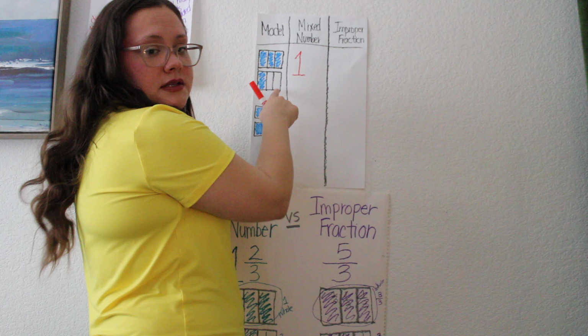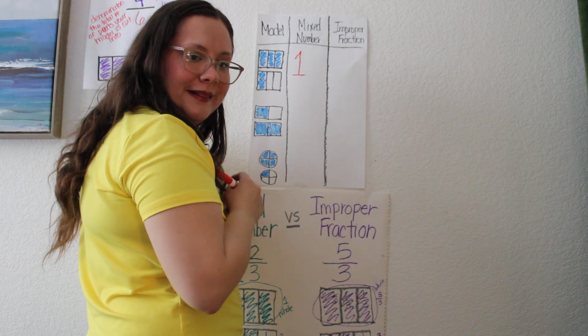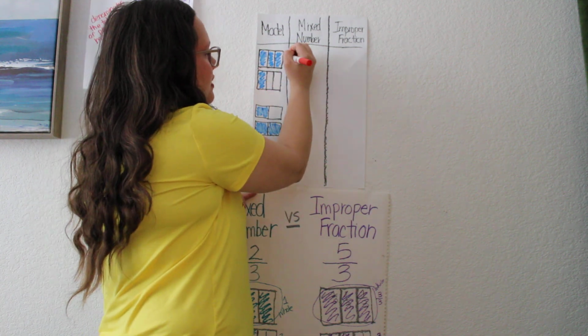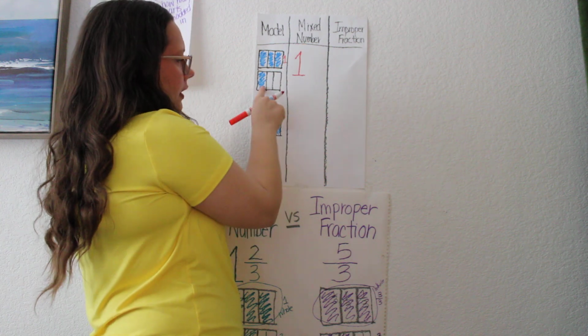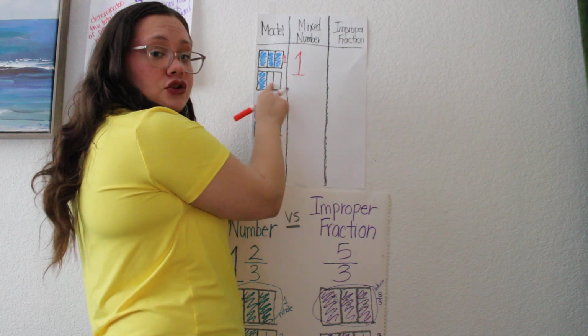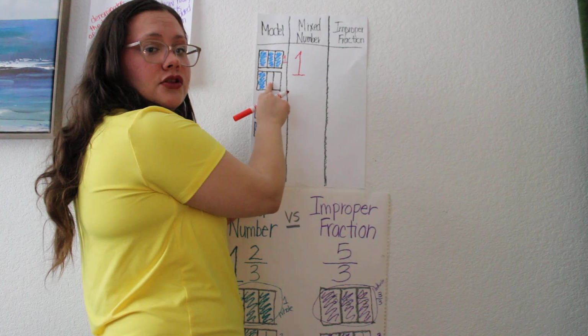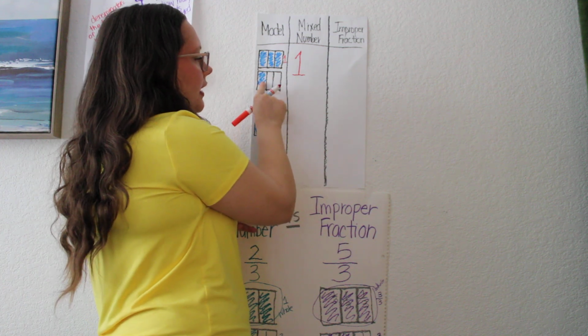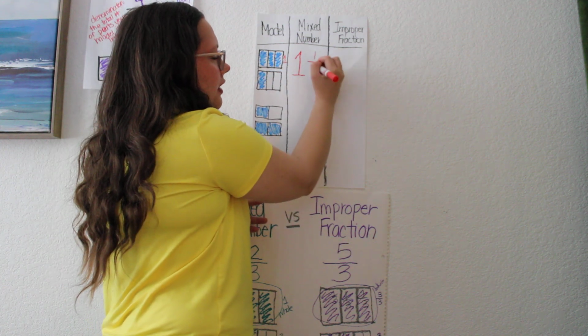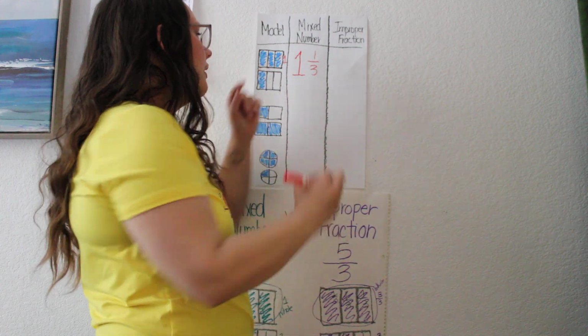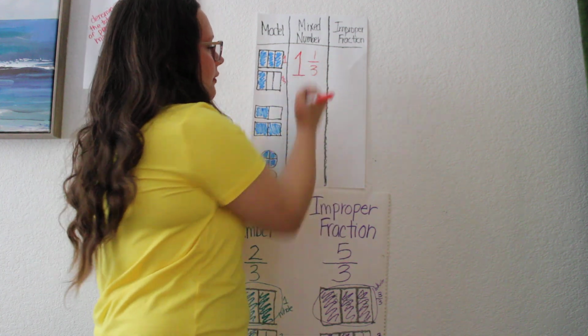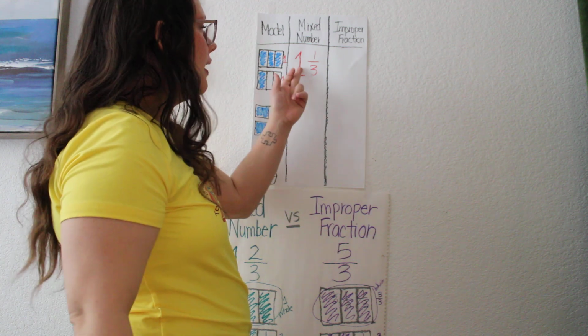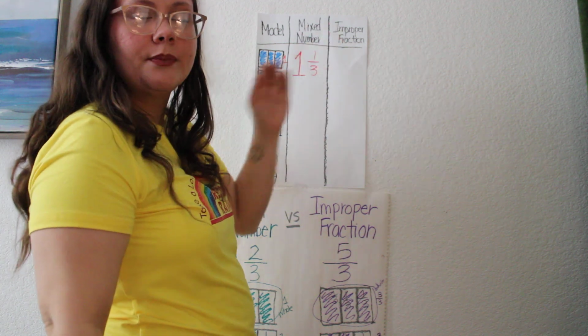Now I'm going to come down here because this told me it was one whole. This is split into 3 pieces, so it's split into thirds. I have 1 out of 3 pieces shaded in down here. Don't overcomplicate it. 1, and then down here we got 1/3. Great. 1 and 1/3.